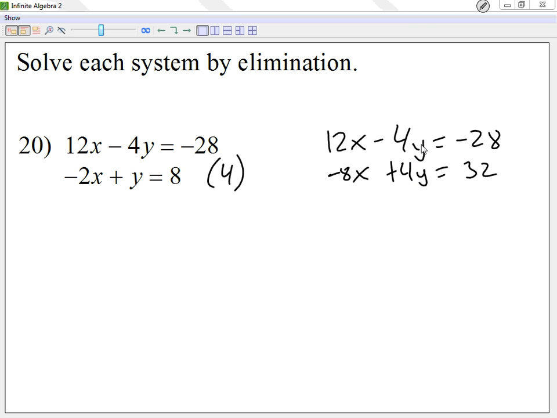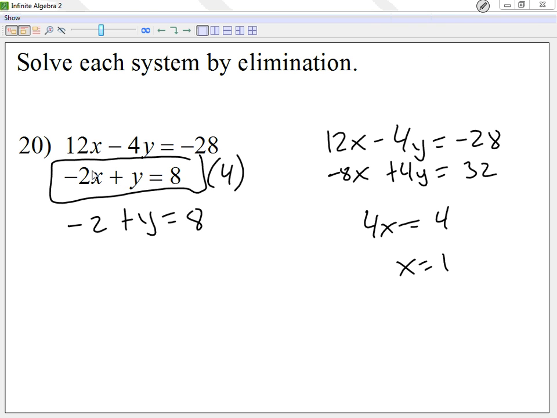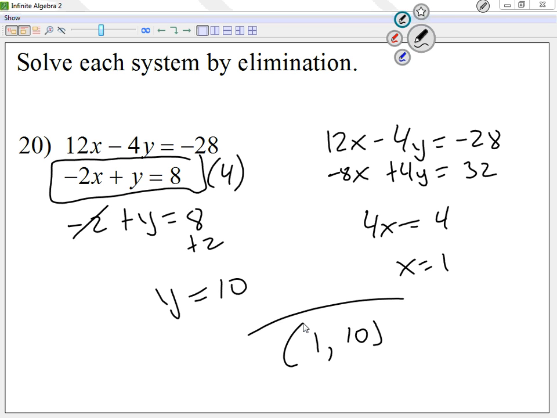The y's cancel out. So I get 4x equals 4. Because negative 28 plus 32 is 4. So 4x equals 4. I'm going to say x equals 1. For me to solve for y, let me use this equation just because the numbers are smaller. I'm going to have negative 2 plus y is 8. Remember, I just went negative 2 times x. So that's how I got negative 2. Now my negative 2, let me move it as a plus 2. I get y equals 10. So my solution is 1, 10.